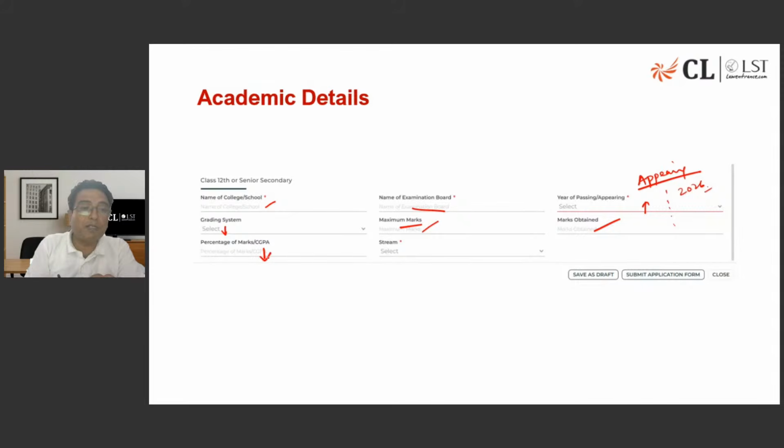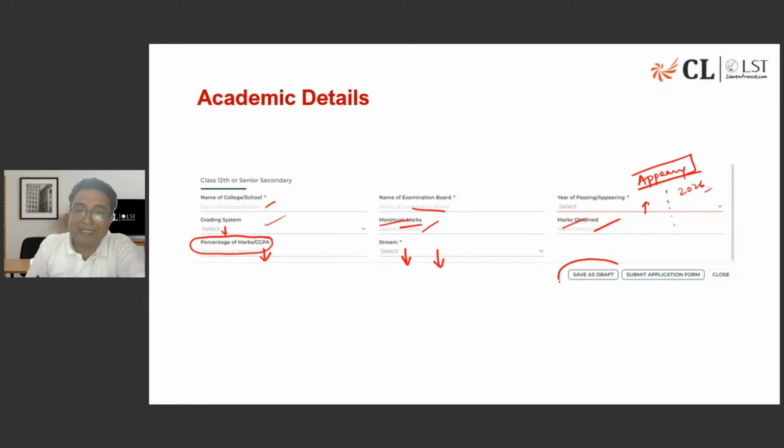What has been the percentage of marks or CGPA, and what is your stream? Look at this. This is not mandatory because a lot of students are freshers. They are appearing candidates. They'll be appearing for the board exams in the next year. So for you, there's nothing which is available as percentage. So here, maximum marks, grading system, marks obtained, and all these are not mandatory. But stream selection is mandatory. Which stream? Science, commerce, humanities, that you have to mention over here.